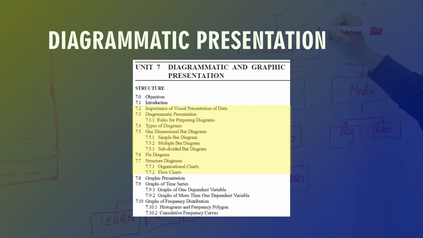So anyway, what we mean to cover here is that we are going to cover this diagrammatical presentation today, and as far as the graphical presentation is concerned, that is graphs of time series, graphs of one dependent variable, or more than one variable. It's going to cover frequency distribution, which can talk about the histograms, frequency polygon, cumulative frequency curves. All are going to be explained under the next theme, which is called the graphical presentation. But here we are more talking about the diagrams way of presenting things.